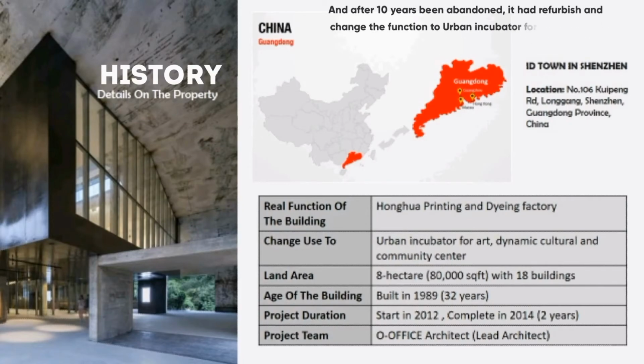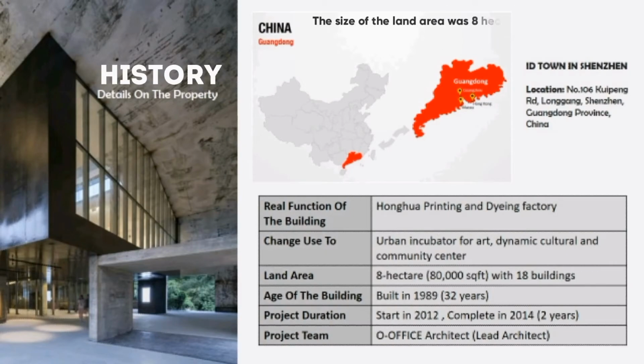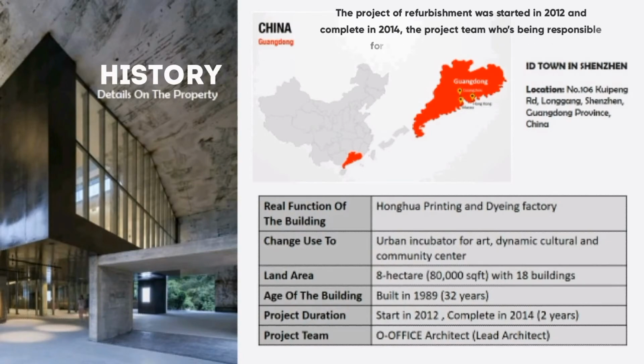After 10 years of being abandoned, it was refurbished and changed its function to an urban incubator for art, dynamic culture and a community center. The size of the land area is 8 hectares with 18 buildings. It was built in 1989 and stopped operating in 2002. The refurbishment project started in 2012 and was completed in 2014. The project team responsible for this project is O Office Architects.